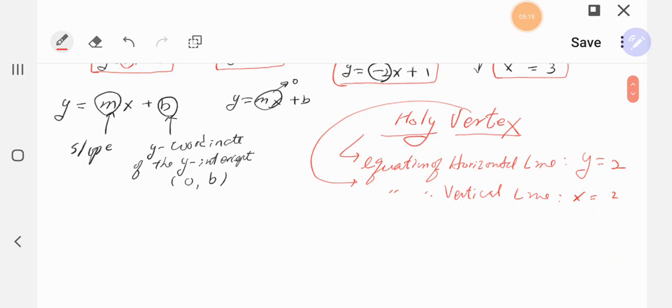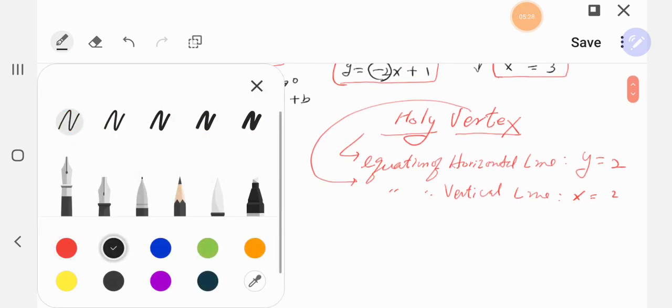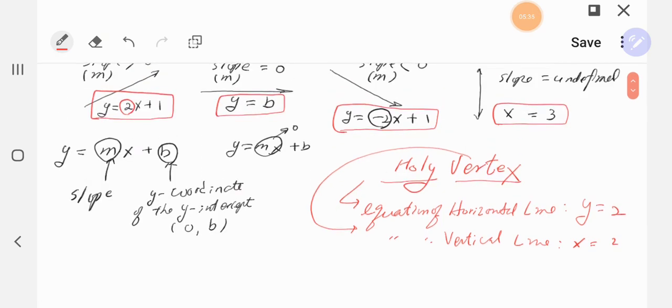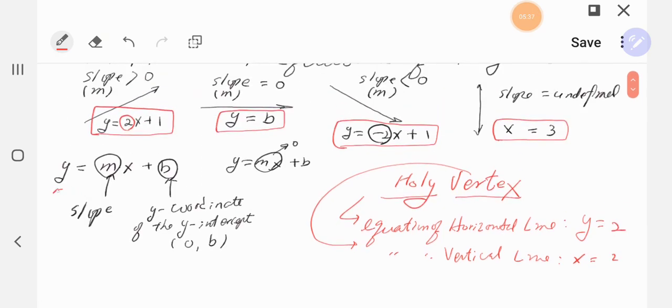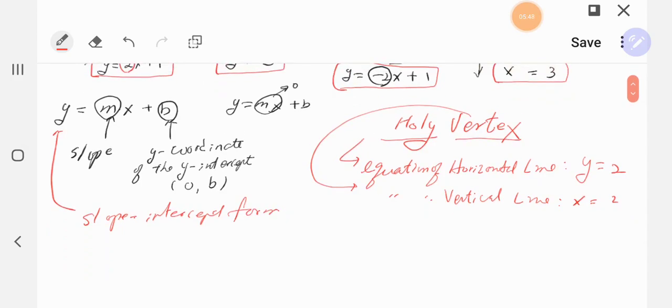Other than horizontal and vertical lines, the equation is y equals mx plus b. This is the slope-intercept form, which means m is the slope and b is the y-intercept.